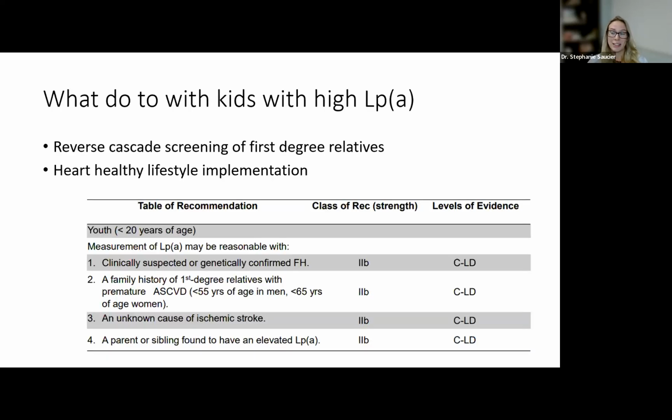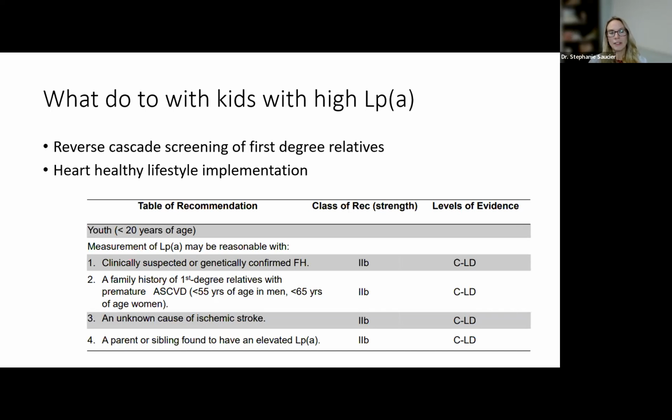So what about kids? I say past first degree relatives. That would mean if a parent had Lp(a) that was elevated, the kids should be tested, or cascade screening. Well, if you find a child who has a high Lp(a), then reverse cascade screening of first degree relatives is important. So if you have first degree relatives who are still living, then we recommend screening them. Heart healthy lifestyle implementation is really important in children.